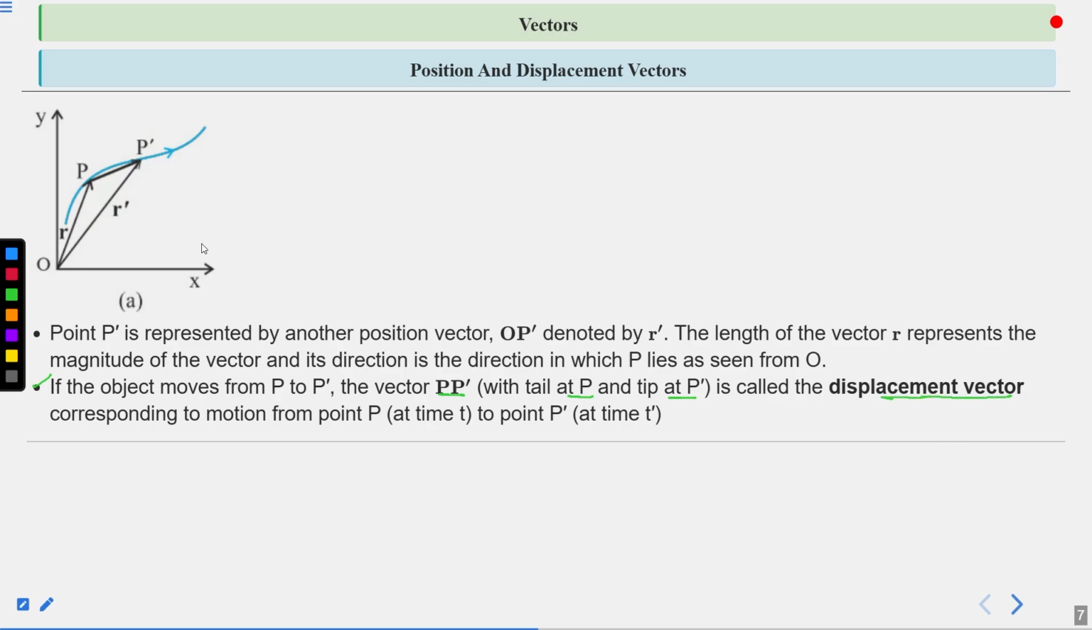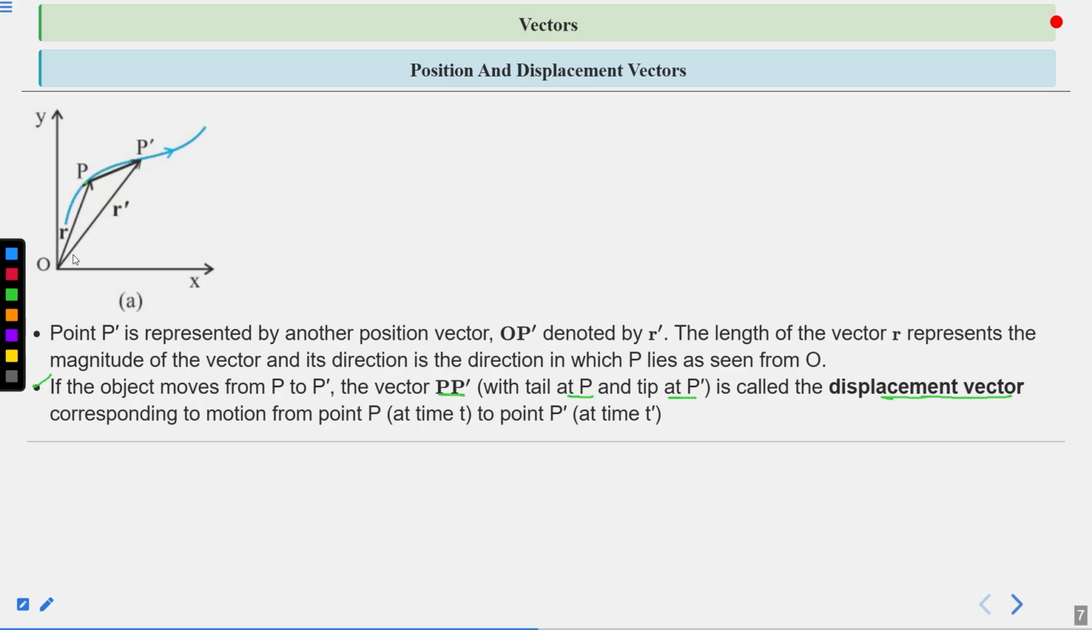Why do we call it the displacement vector? Because PP prime shows the change of the position of the particle at two different times. Clear? So PP prime is the displacement vector.